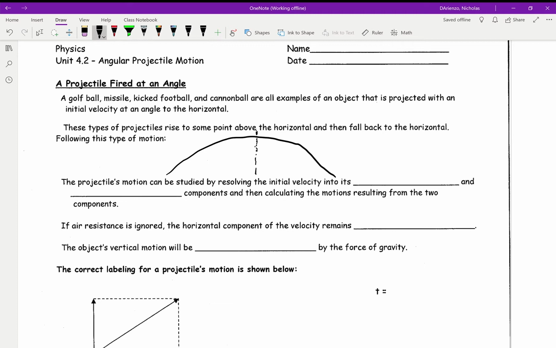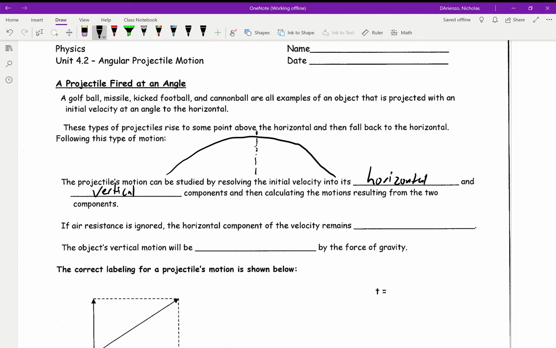And we study this motion by resolving initial velocity into its two components, horizontal and vertical components. And then we can look at the motion of the golf ball, missile, football, cannonball, whatever it is, in two dimensions, in the x and in the y, but we're going to treat those separately.